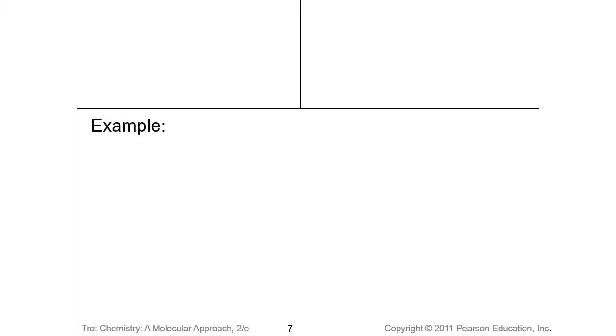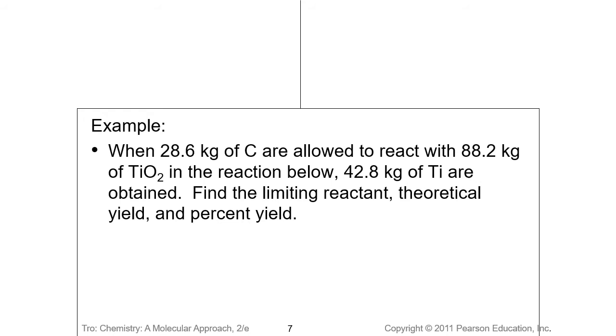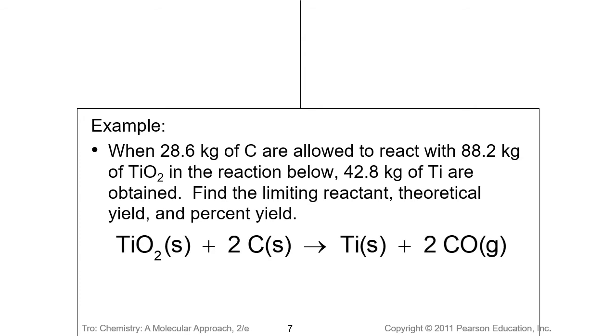So let's look at an example. Let's say that we're going to look at a more industrial setting. So we want to take 28.6 kilograms of carbon and react it with titanium(IV) oxide. And when we do that reaction, we get 42.8 kilograms of titanium that is produced. We want to find the limiting reactant, the theoretical yield, and the percent yield. Our chemical reaction is titanium(IV) oxide plus 2 carbon gives us titanium plus 2 carbon dioxide.